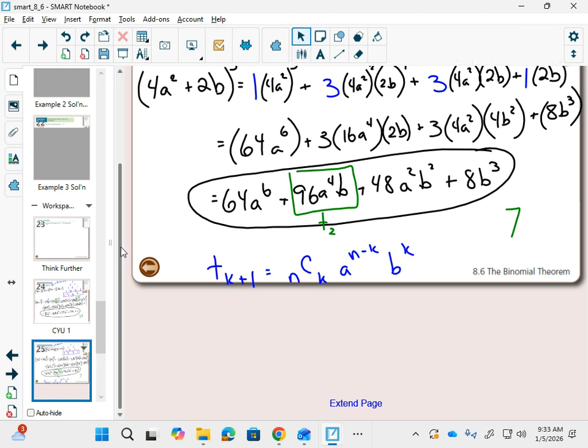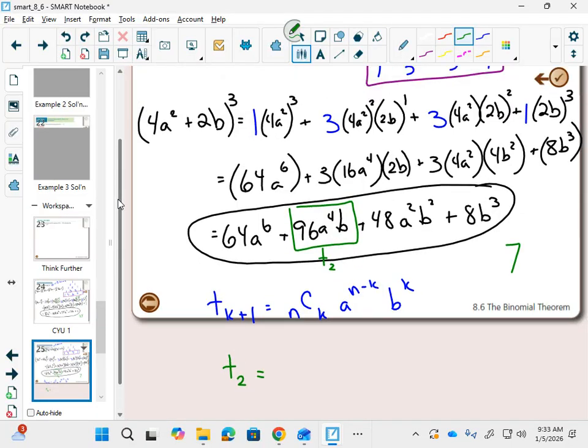And if you wanted to find term 2, can you see that if you wanted to find term 2, what would k have to be? K would have to be 1, because 1 plus 1 is 2. N is your exponent. Your exponent here was a 3, so I'm going to have a 3 choose 1. Multiplied by, well, what a is your first term was a 4a squared to the exponent of 3 minus 1. And your b is your second term, which is 2b to the exponent of 1.